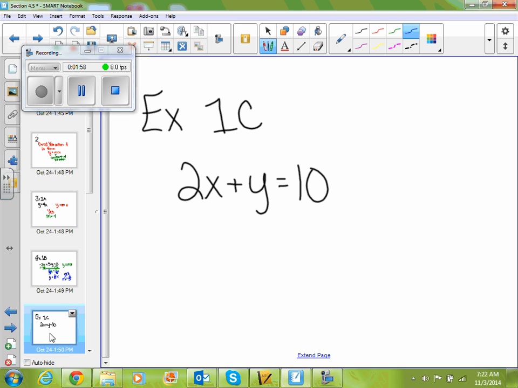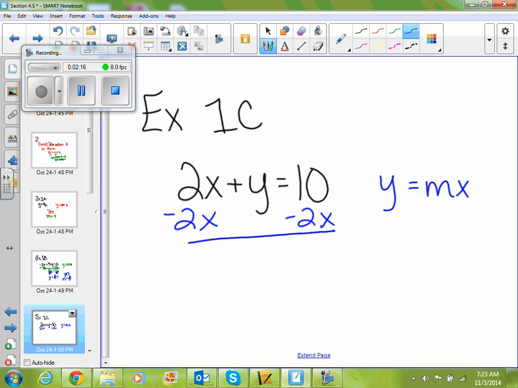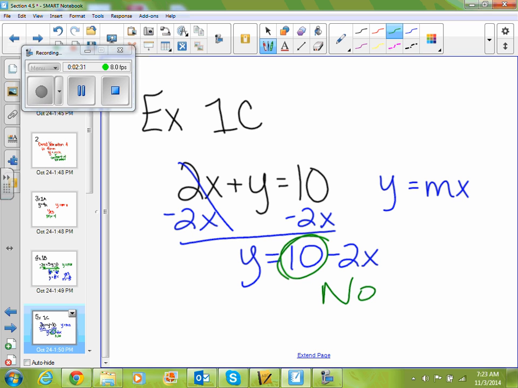Okay, we'll do one more. 2x plus y equals 10. We need to solve this for y to see if it's in the form y equals mx. So in order to do that, I'm going to subtract 2x from each side of my equation. So I end up with y equals 10 minus 2x. Since we have this 10 out front, we know that this is not a direct variation, so no.